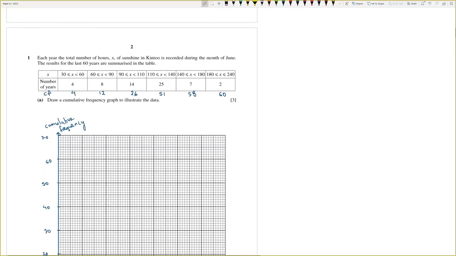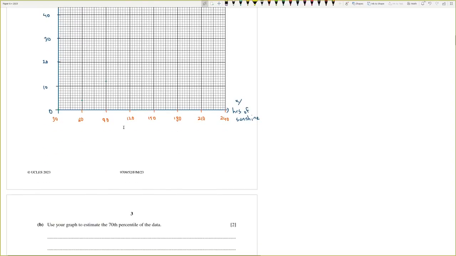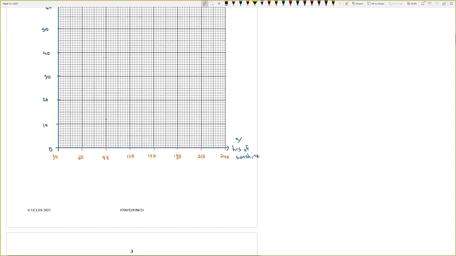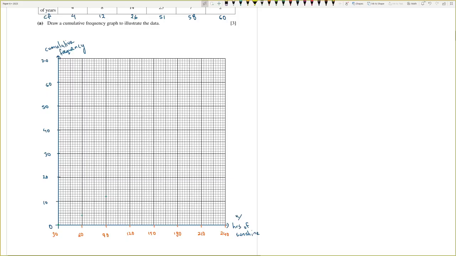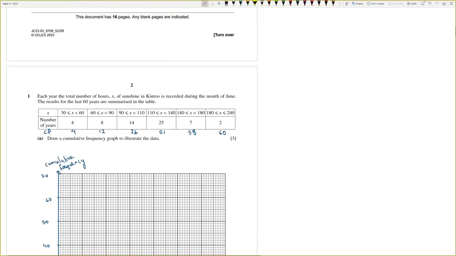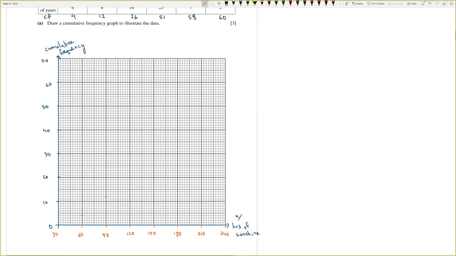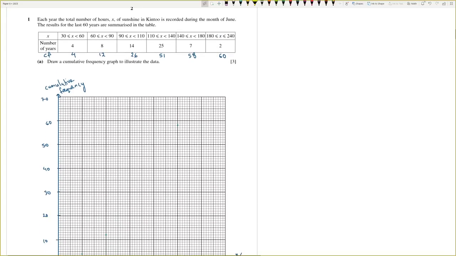At 110. So where is 110 actually? That point is going to be a bit hard to plot. Let's do that later. 140 is also hard to plot. 180, 58 at 180, sorry, 58 at 180. At 180 we have 58, and at 240 we actually have 60 sharp.